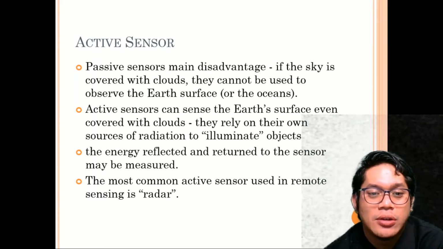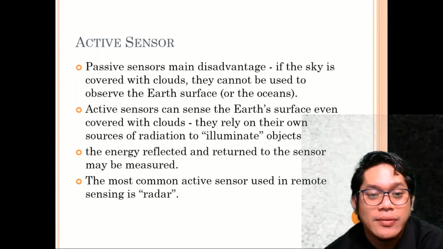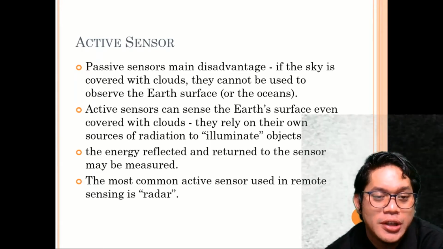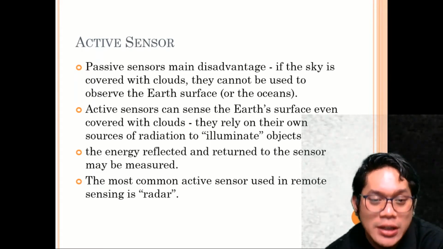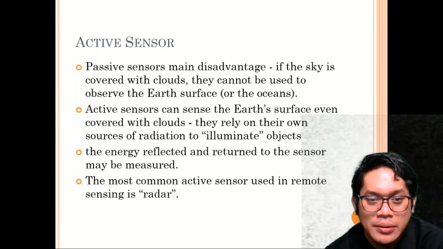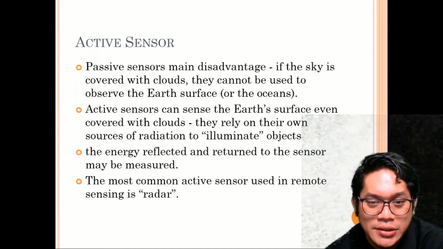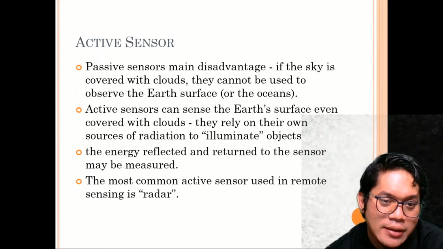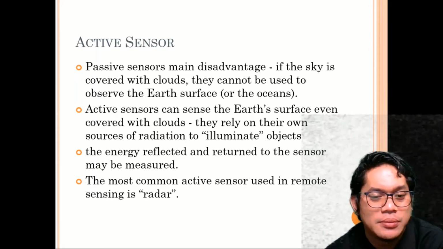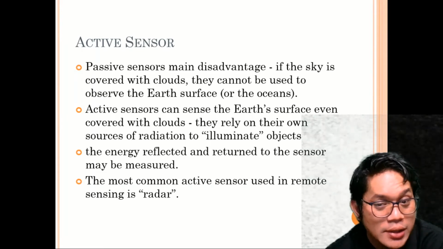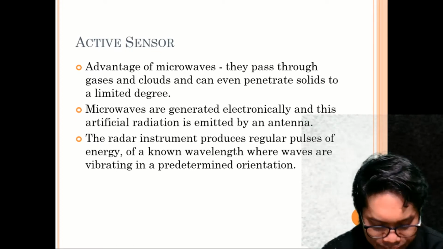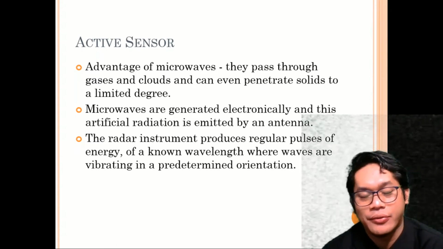So the active sensors are able to detect the earth's surface even when covered with clouds. Why? Because they produce their own radiation to illuminate the objects. So the energy that is created by the satellites, the active sensors, will be reflected by the surface and returned to the sensor. So what kind of system is mostly used? One of it is radar. So basically, the active sensors are using the microwave.